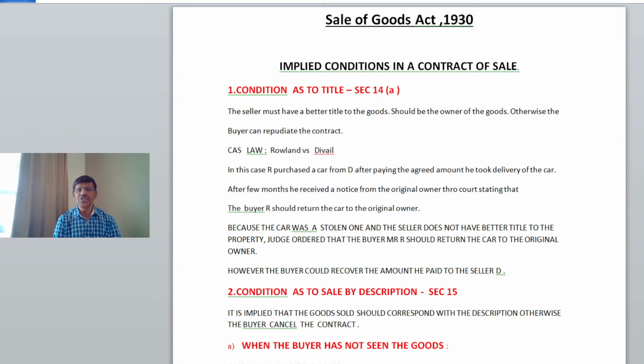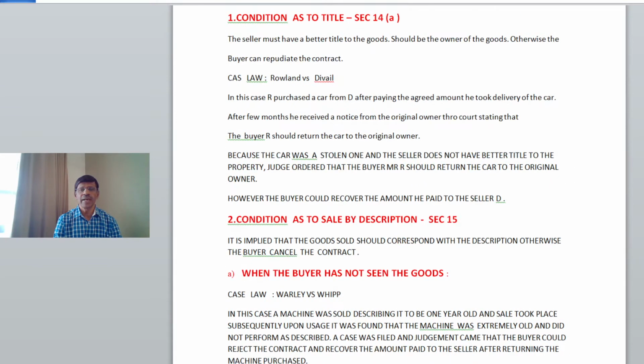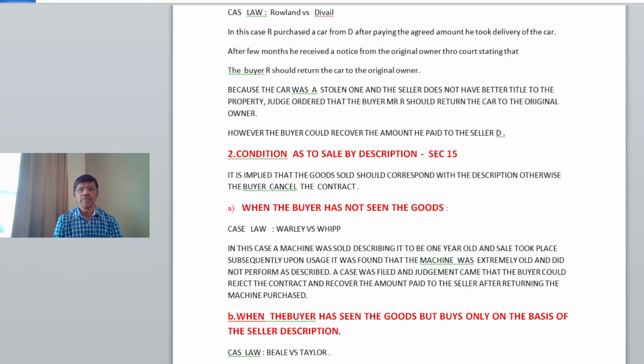Second condition, as to sale by description, Section 15. It is implied that the goods sold should correspond with the description. Otherwise, the buyer can repudiate the contract. Here, there are three classes. First one, when the buyer has not seen the goods, for which there is one case law, Varley versus Whipp.